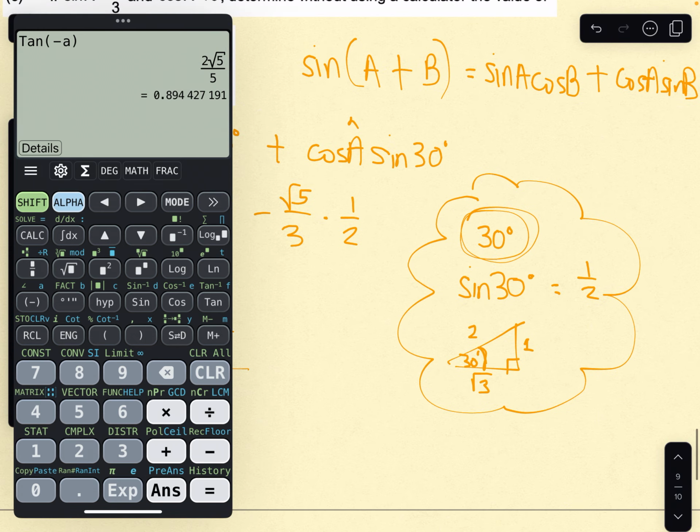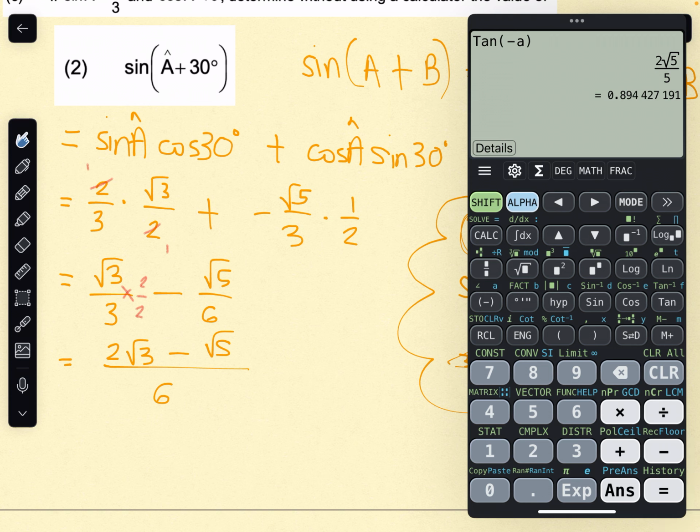Okay, and then the next one we needed to calculate was sine of A plus 30. So sine of A plus 30, and that is a decimal. Why are you not giving me the what? What's going on now? Okay, that's the decimal we get. Let's see what this answer that we got evaluates to. Okay, 2 root 3 minus root 5 divided by 6.